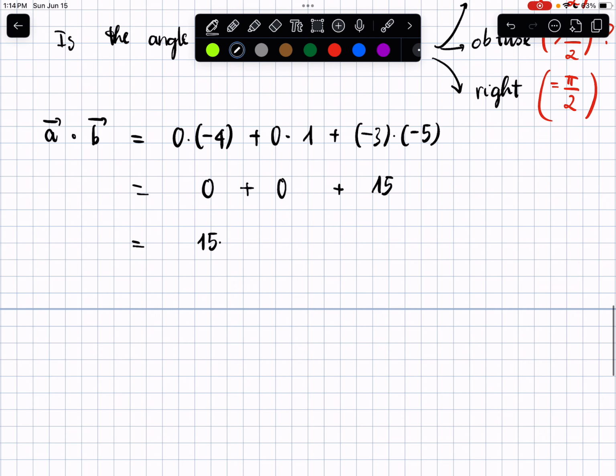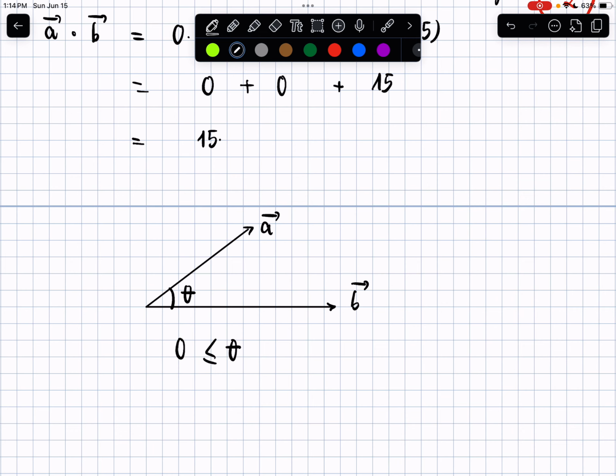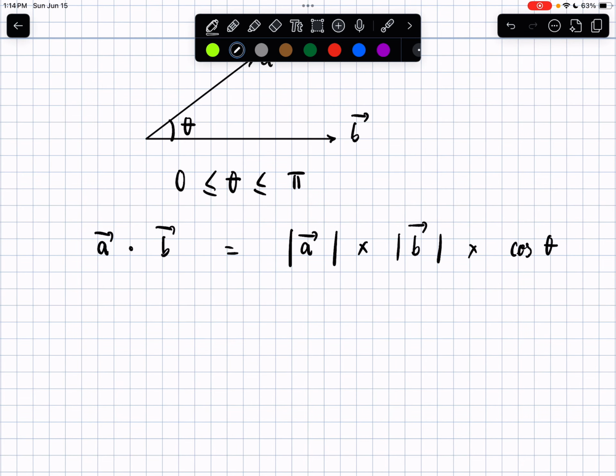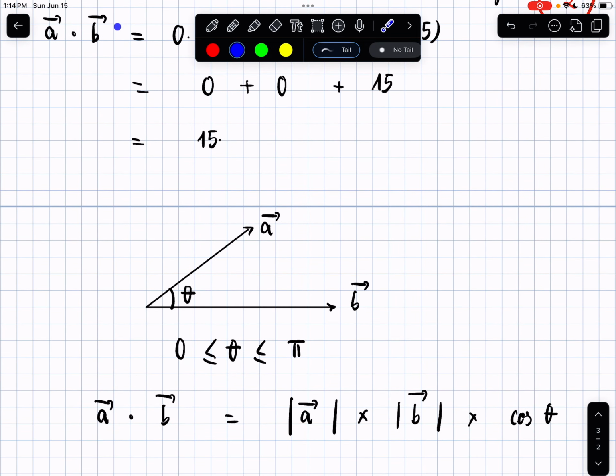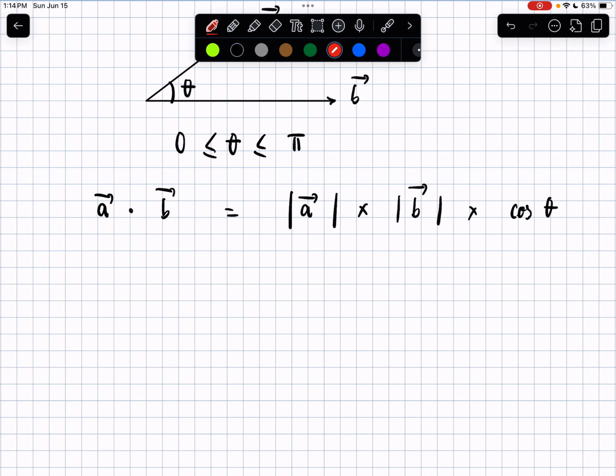So in general, if we have a vector A and vector B, the angle between them, theta, is chosen between 0 and pi. Then in general, A dot B is the magnitude of A times the magnitude of B times cosine theta. In our case, A dot B is 15.